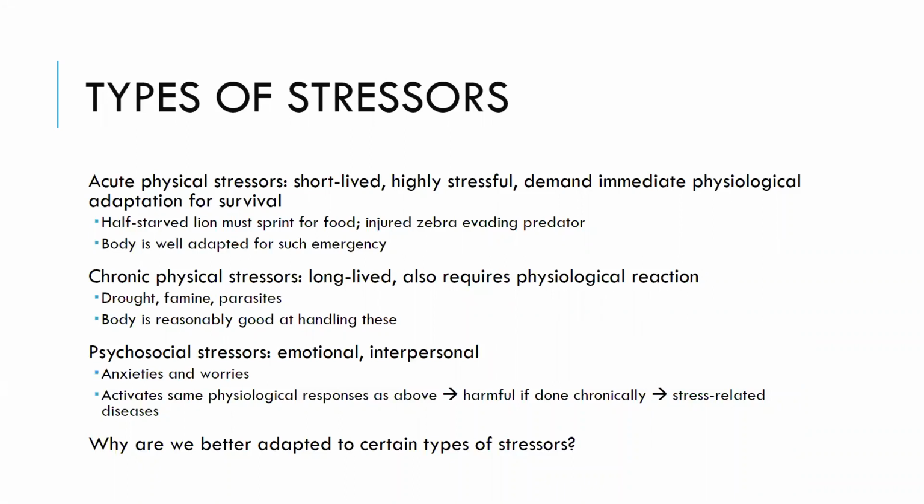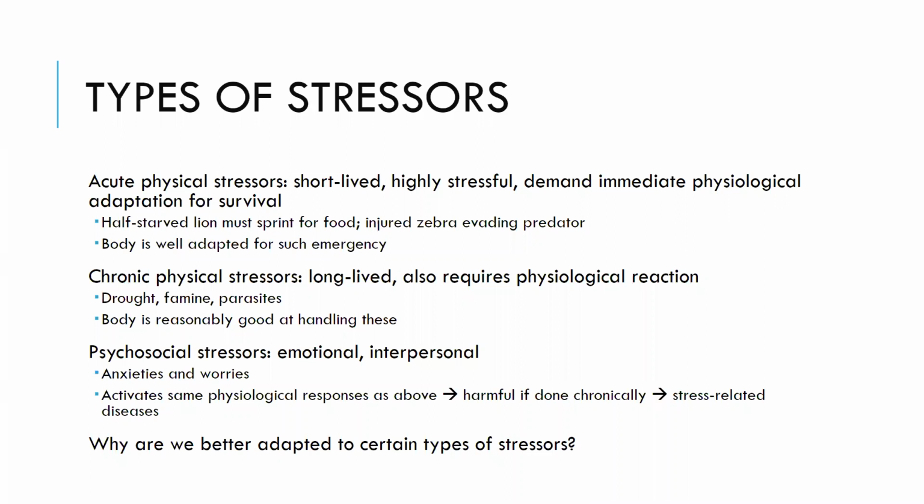And in general, there are three different types of stressors. We've got acute physical stressors, which are short-lived, highly stressful, and demand an immediate physical adaptation for survival. So these would be things like the half-starved lion has to sprint for food, or the injured zebra has to evade the predator. If one doesn't do what they need to do, then they will die. And the body is really well adapted for such emergencies. All animal bodies are really well adapted for such emergencies. We're good at rallying resources and acting quickly.